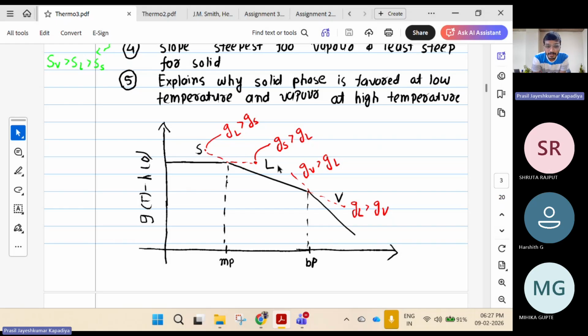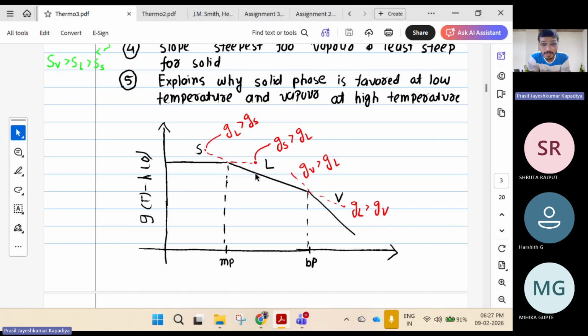A similar thing also here: G of S is greater than G of L, since this is the solid line we are extending. So we should be at the minimum value of Gibbs free energy. So here also this point is not favorable, because Gibbs free energy is higher, so it is going to be here.